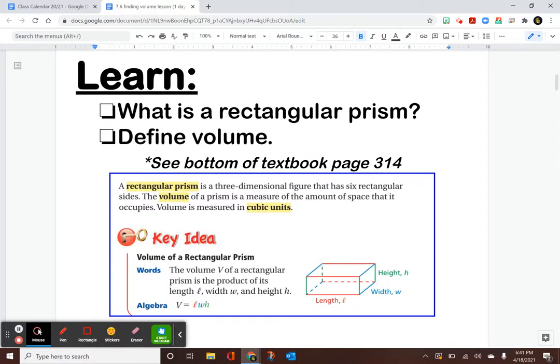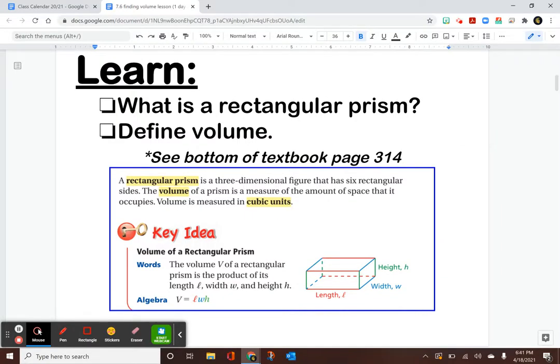So our textbook gives us some information. What is a rectangular prism? We've worked with rectangular prisms before when we found surface area. We're still working with our shape rectangular prism, but we're going to be looking for volume instead of surface area this time. So peek at the bottom of textbook page 314, use the information, and then discuss these two questions with your partner.